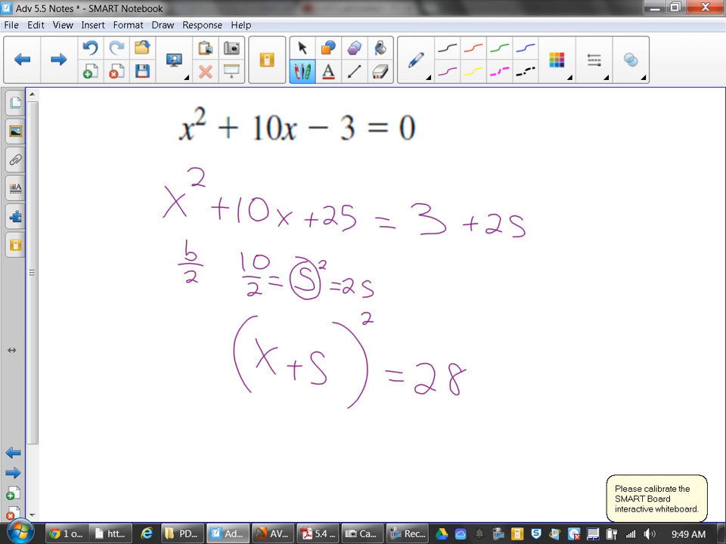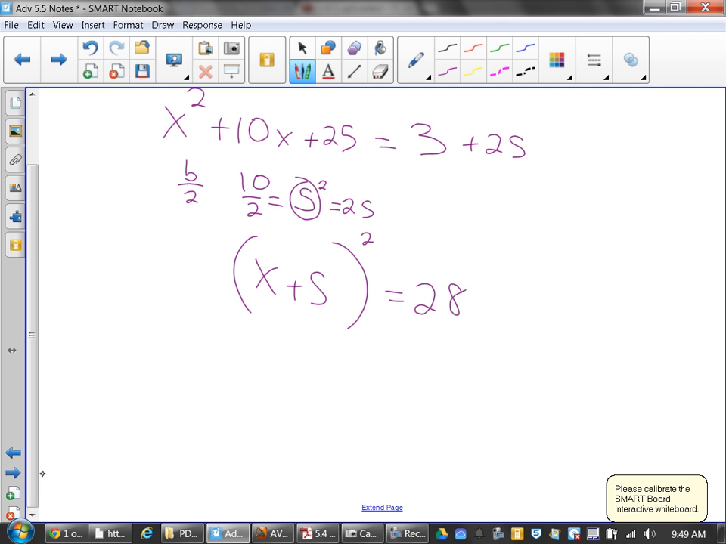Now it's an equation that we've learned how to solve. What do I do first to solve this? I take the square root. What do I do when I take a square root over an equal sign? Very good.